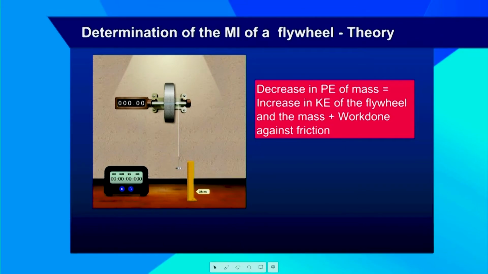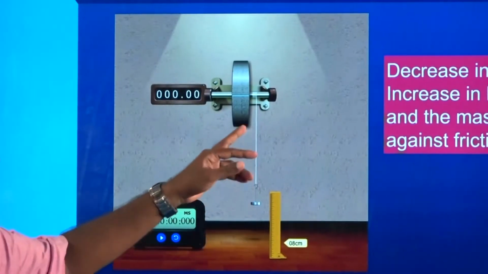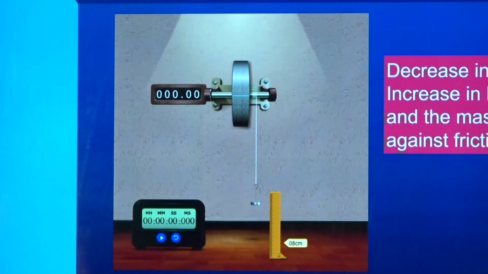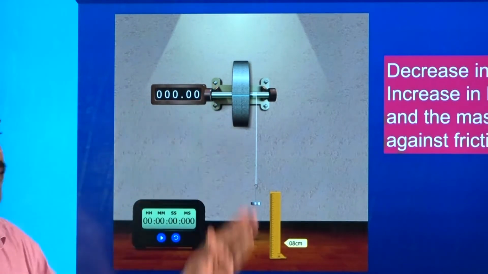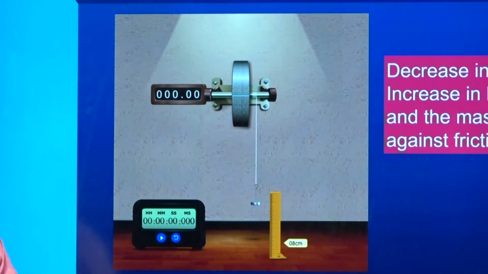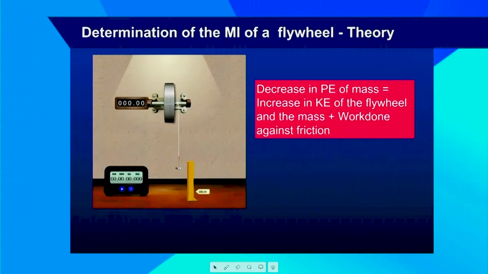We need to place the flywheel at a particular height. You can see a flywheel here, there is a cord, there is a weight hanger, there is a meter scale. So, for determining the moment of inertia of a flywheel, for starting the experiment, you need to place the flywheel at a certain height above the ground. Okay. So, you need to take a cord or a small pin.